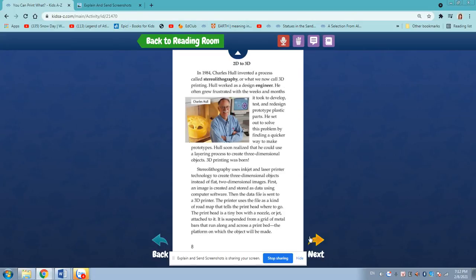2D to 3D. In 1984, Charles Hull invented a process called stereolithography, or what we now call 3D printing. Hull worked as a design engineer. He often grew frustrated with the weeks and months it took to develop, test, and redesign prototype plastic parts. He set off to solve his problem, finding a quicker way to make prototypes. Hull soon realized that he could use a layering process to create three-dimensional objects. 3D printing was born.